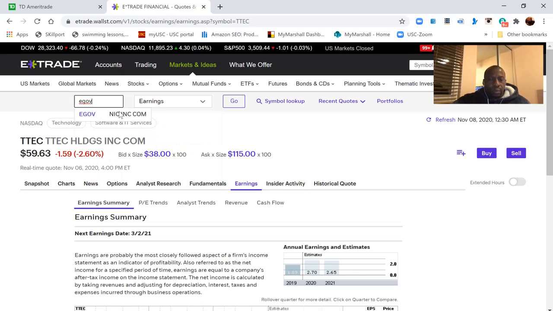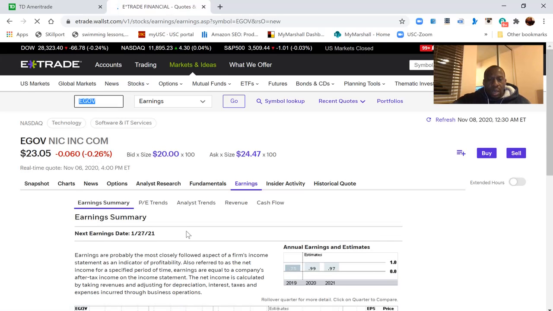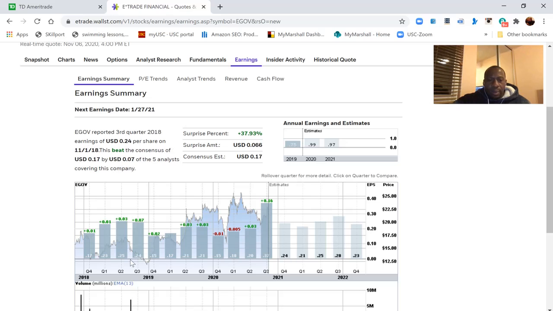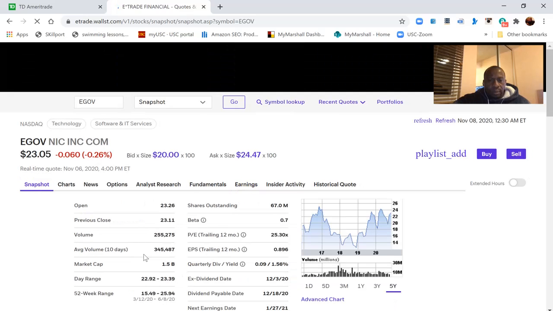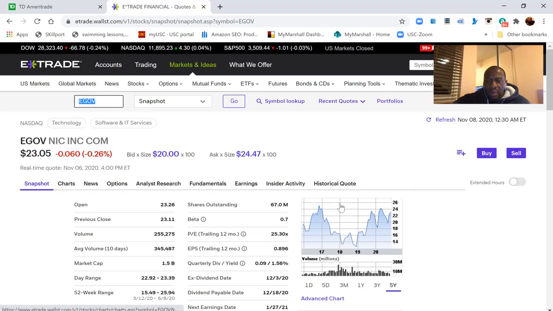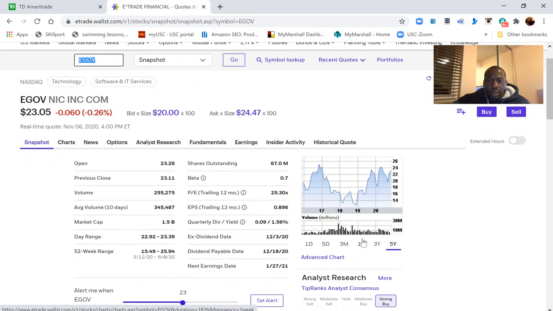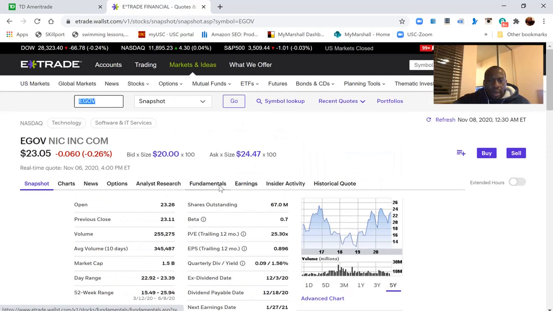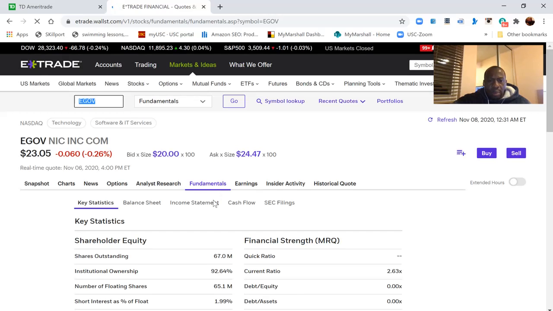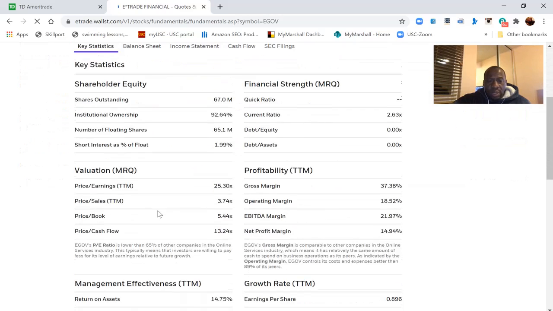eGov. And you can see that the earning keeps going up. Let's see the snapshot. This is not a stock that I will buy only because, well, maybe it seemed to dip in 2019. Not sure why, and it seems to be rising back up. The P/E is good. Return on equity is pretty good. And let's check the income statement. The debt is really low here.